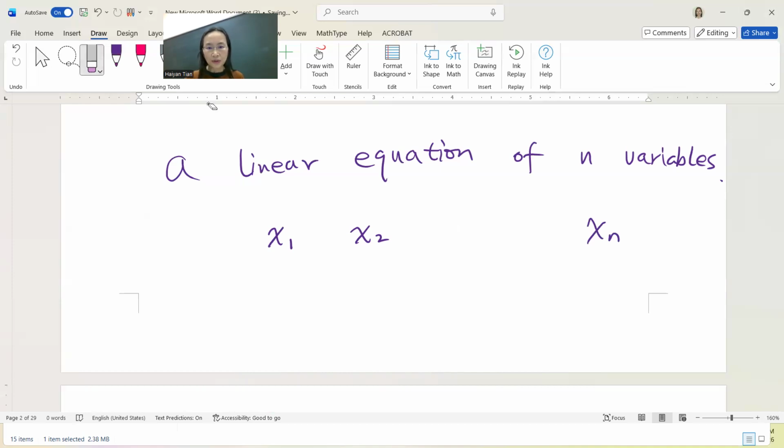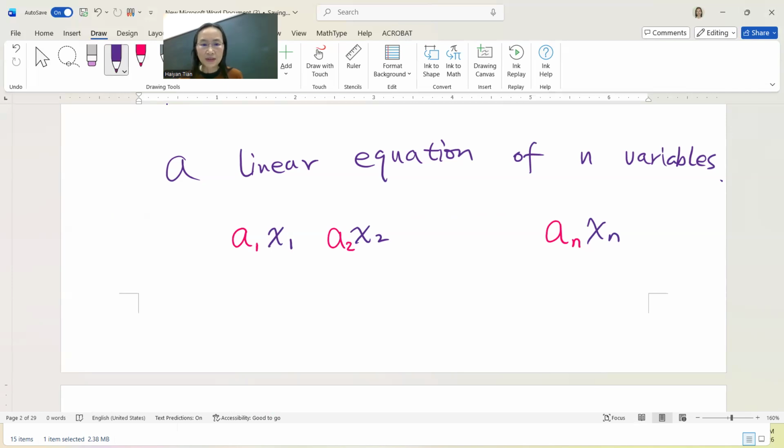And for all these n variables, remember each variable has a coefficient, right? Those coefficients are constants. So let's put a coefficient. The coefficient in front of x1, let's call it a1. The coefficient in front of the x2 variable, let's call it a2, just to make it match, right? And the coefficient in front of the last variable, xn, is called an. It's just a notation, so it's easy for us to read.